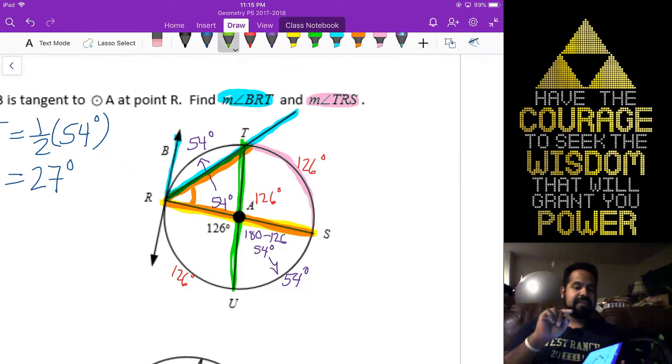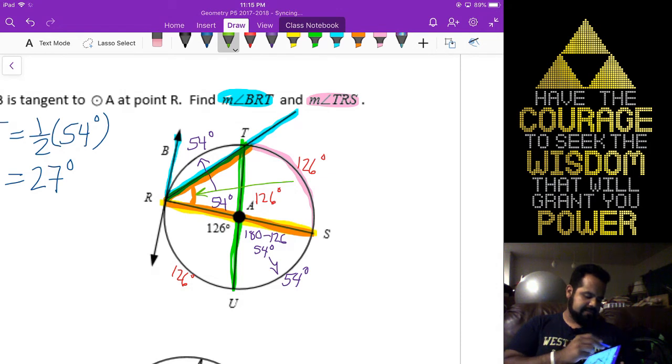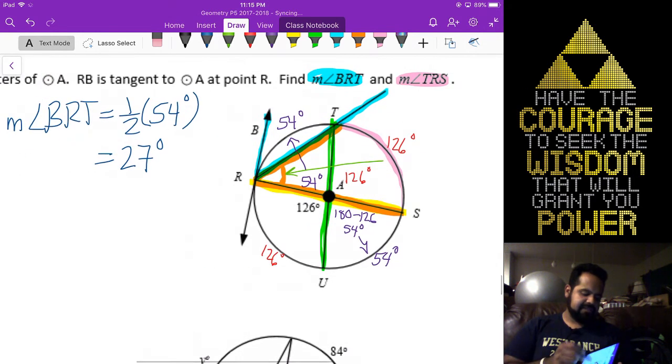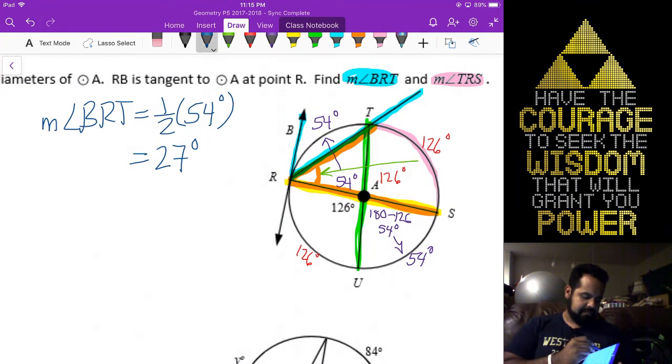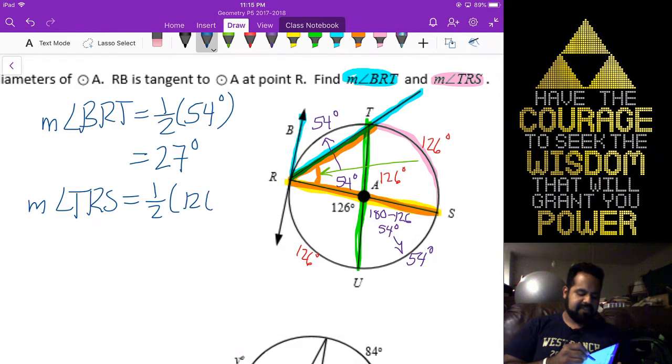Now, because the 126 is on the arc, I'm trying to work into the inscribed angle. So therefore, angle TRS will equal 1/2 of 126 degrees. So 1/2 of 126 should be 63 degrees.